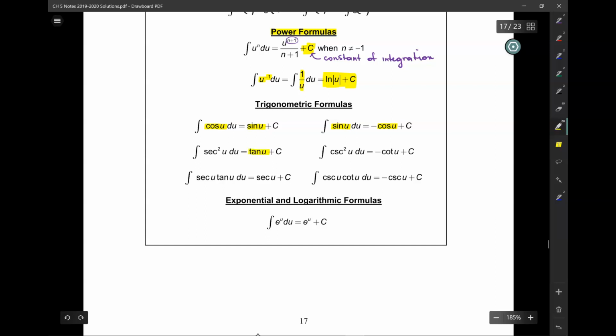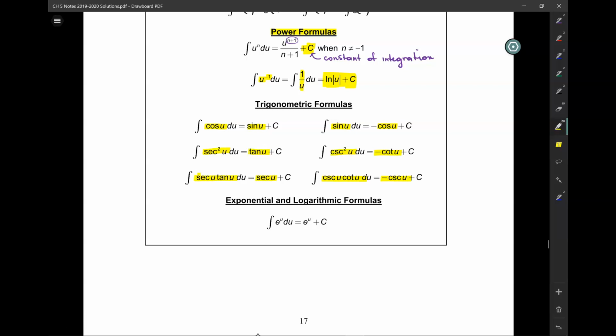Same thing here. The derivative of tangent is secant squared. So the integral of secant squared is tangent. All right, we're going backwards. Let's do secant. The derivative of secant was secant tangent. So now in the integral, I need secant tangent to give me an antiderivative of secant, right? And then, we have opposite signs over there. So the integral of cosecant squared is negative cotangent, cosecant cotangent is negative cosecant, and so on. All of these have plus c.